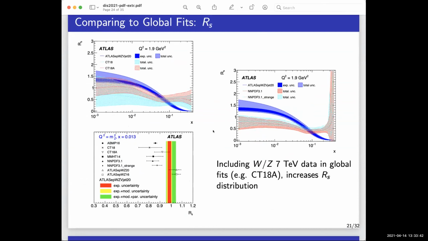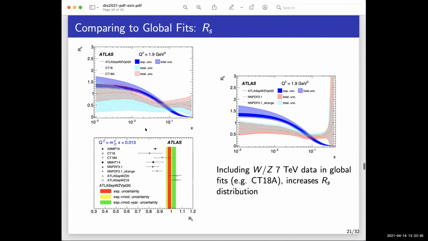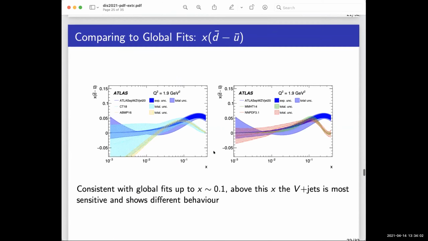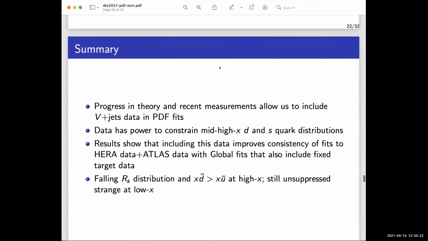And if you also look a bit more at this plot here, I've actually gone to the scale of the Z boson. You can see that, say, also CT18A, which included this same ATLAS data set, tends to lie a bit higher than the others, and less suppressed strange as well. Okay. If we look at the D over U compared to some global fits, you can see that there's a difference in behavior at the highest X, but the ATLAS fit is consistent up to about 0.1, which is interesting. And this is where the V plus jets is sensitive, and it's got some different behavior that's visible there. So that's going to be interesting to follow up on.